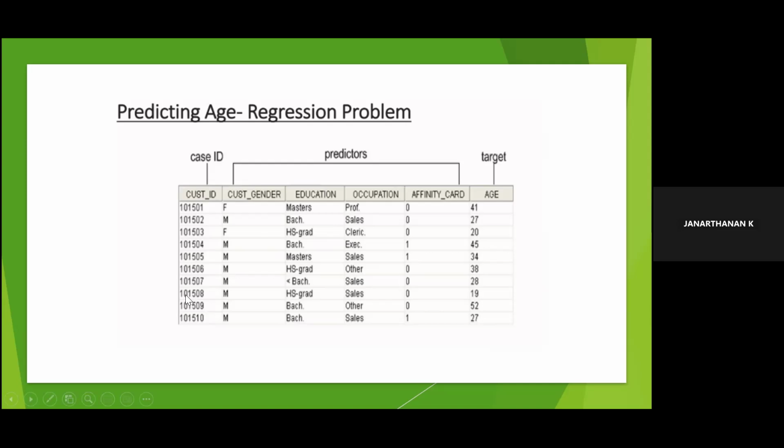I'm just ignoring customer ID because it makes no sense for me. Customer, gender, education, occupation, and affinity code are my four columns. These four columns are called my independent features. Why is this age called the dependent feature? If I want to know the age, I am depending on all these columns: customer, gender, education, occupation, and affinity code. That's why the target variable is otherwise called the dependent variable, because it is depending on the other features to know its own result.